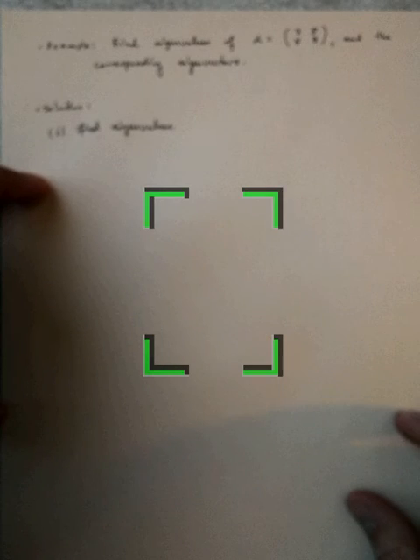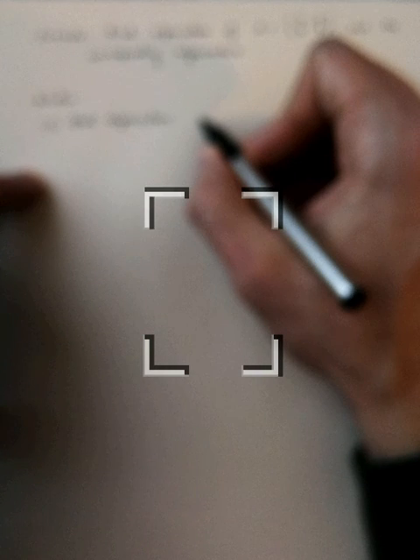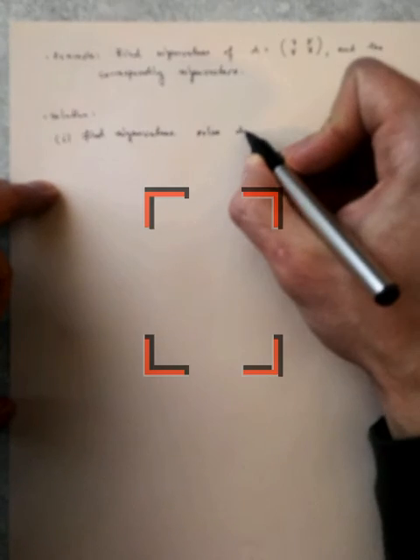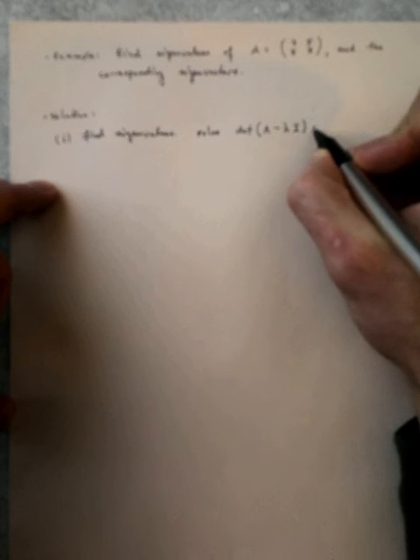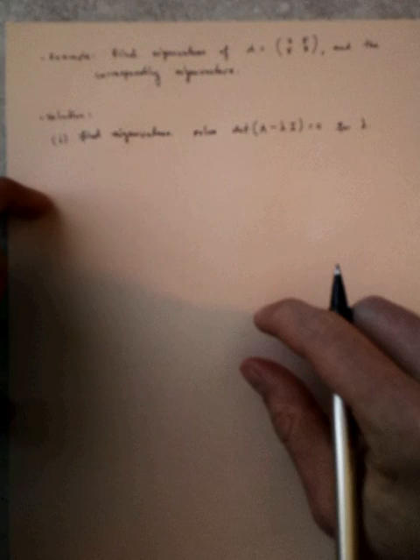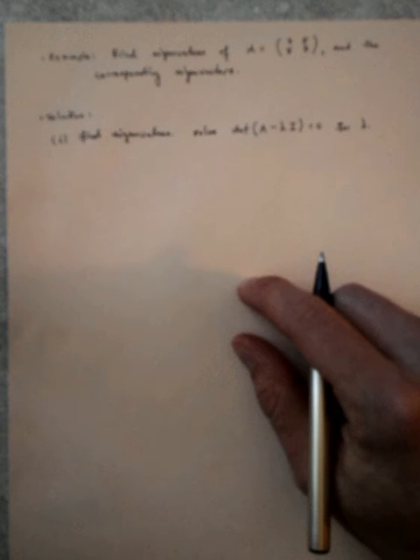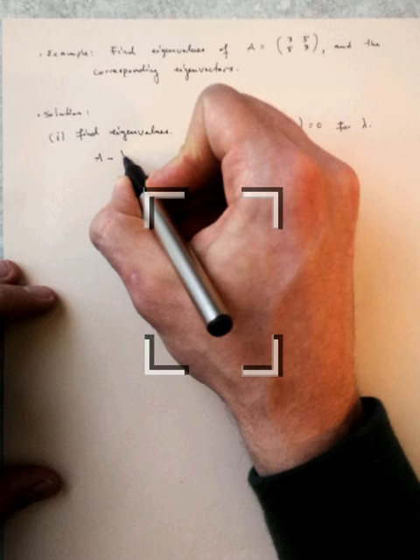eigenvalues. So all you got to do is write down the characteristic equation. So you need to solve the determinant of A minus lambda identity equals 0 for lambda. Okay, that's the way we've done them up to now. Okay. So what is A minus lambda times the identity?